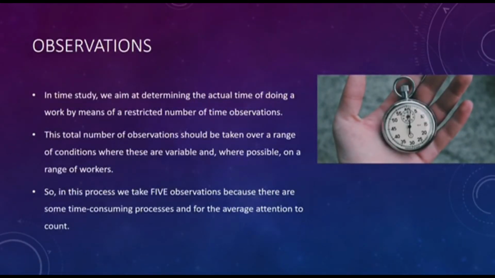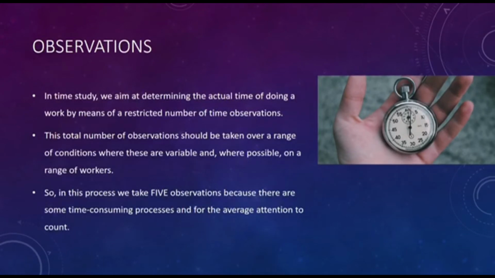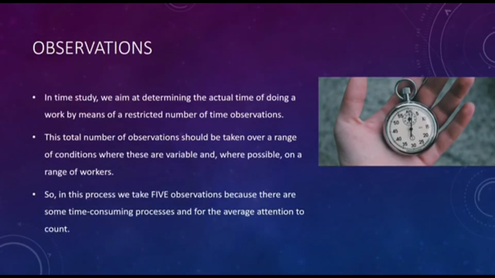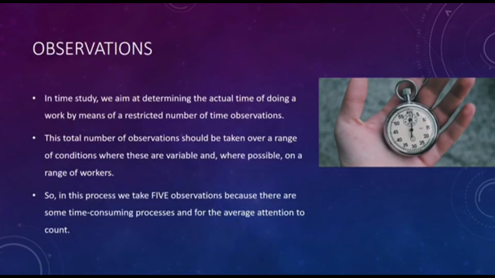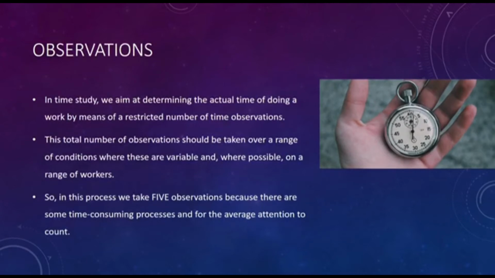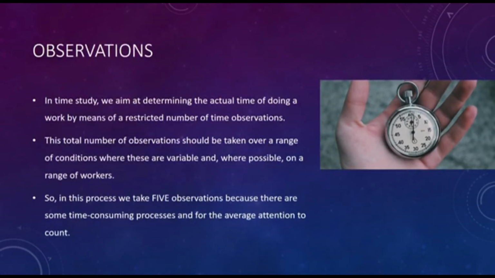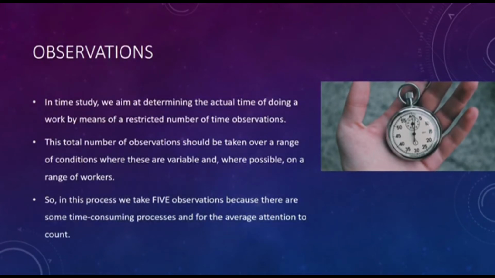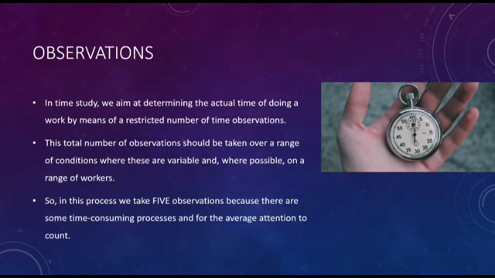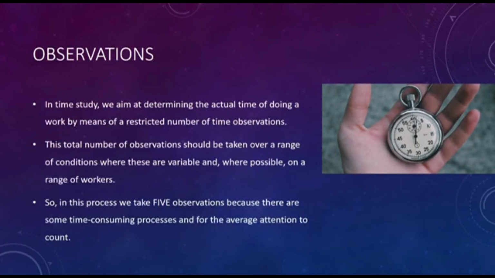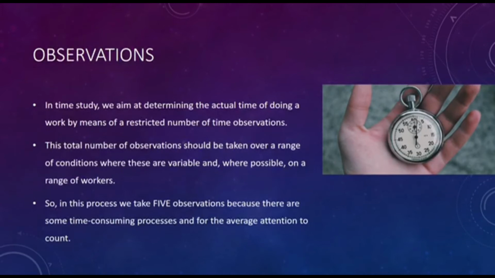I will explain about observation, time study, and allowance. Observations. In time study, we aim at determining the actual time of doing a work by means of a restricted number of time observations. This total number of observations should be taken over a range of conditions where these are variable and, where possible, on a range of workers. So, in this process, we take 5 observations because there are some time consuming processes and for the average attention to count.